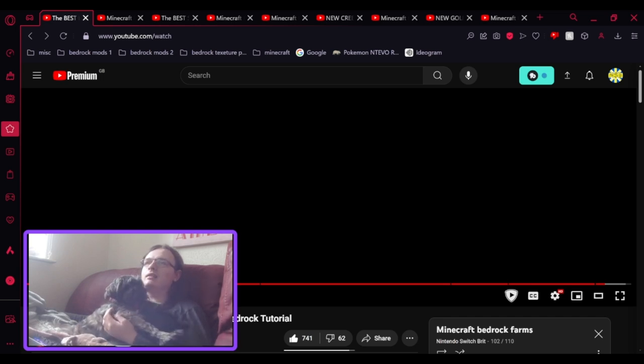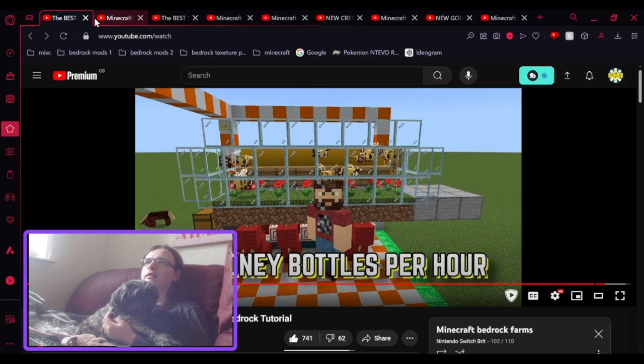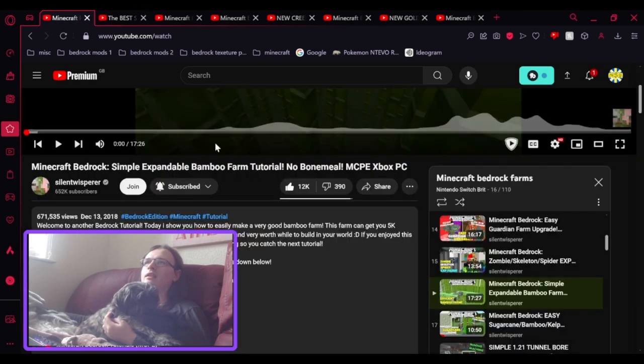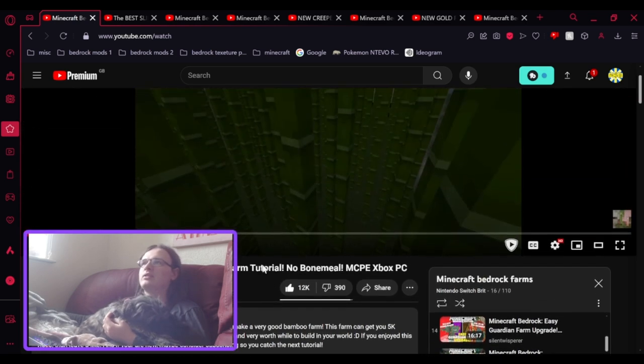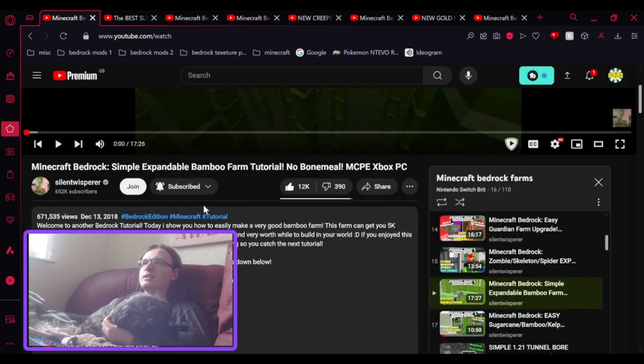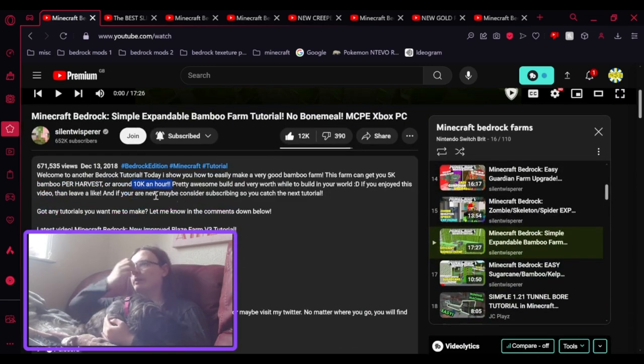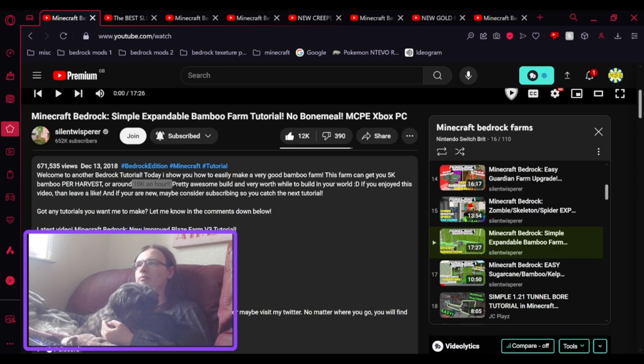But yeah, on to the next farm, which is Silent Whisperer's Simple Expandable Bamboo Farm. This is just the one he showed off in the video. You can see here in the description, he claims this produces about 10,000 bamboo an hour. Each bamboo is worth one essence, so this was really easy maths. 10,000 bamboo, so 10k essence an hour, that's basically 9.7 diamonds per hour.